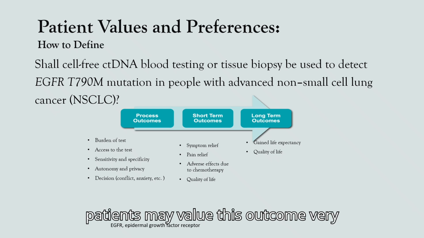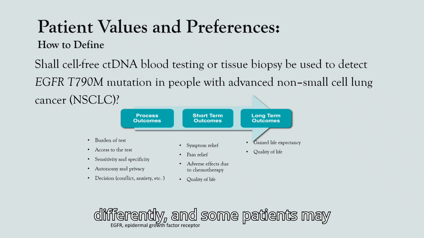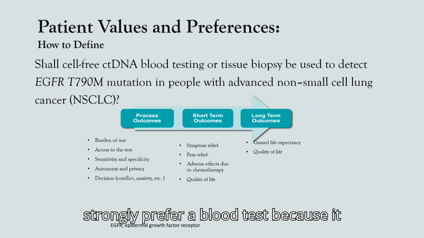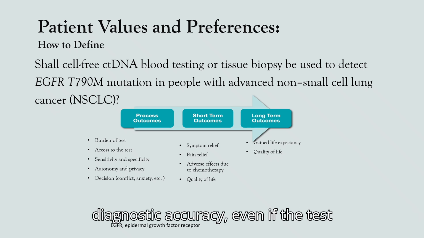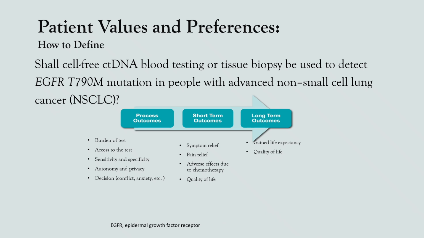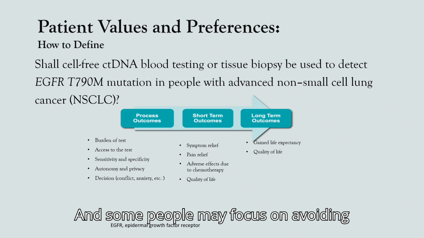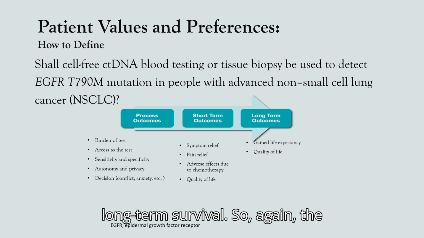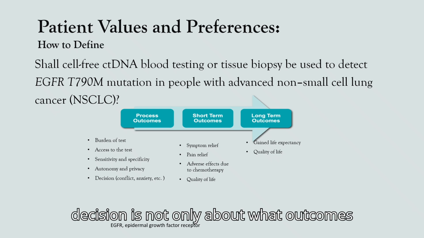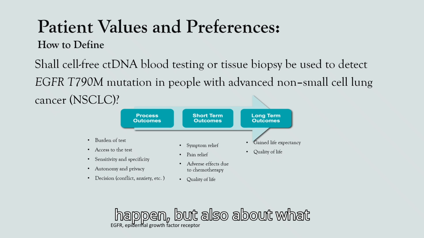Different patients may value these outcomes very differently. Some patients may strongly prefer a blood test because it is less invasive and causes less discomfort. Others may prioritize the diagnostic accuracy even if the test is more burdensome. Some people may focus on avoiding anxiety, and others may care more about long-term survival. So again, the decision is not only about what outcomes happen, but also about what outcomes matter most to them.